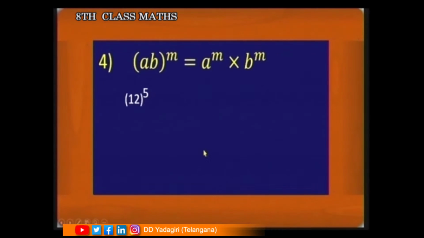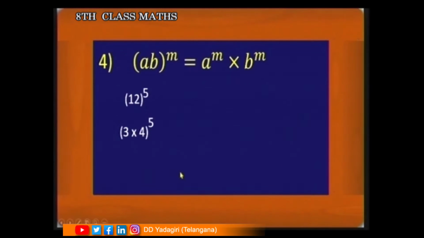Now let us go to the next law. ab whole to the power of m equal to a power m into b power m. Here the two different bases a and b are under product, and m is the common exponent. Then we can separate this m, we can give this m separately to a and b and we multiply the two powers. Now you take here 12 to the power of 5. How can we expand this using this formula? We know that we can write 12 as 3 into 4.